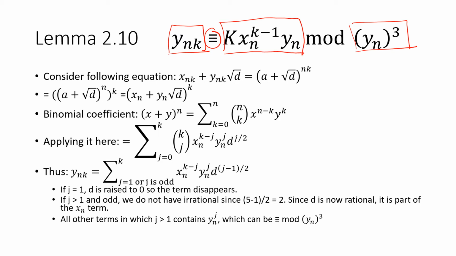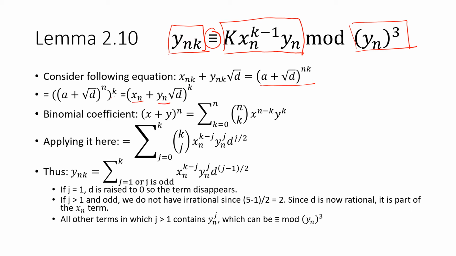So we consider the first equation, x of nk plus y of nk square root of d. We can rewrite this as a plus square root of d to the power of nk. Now we can expand this to be a plus square root of d to the power of n, to the power of k. Now applying our notion of x of n and y of n, we have x of n plus y of n square root of d to the power of k.